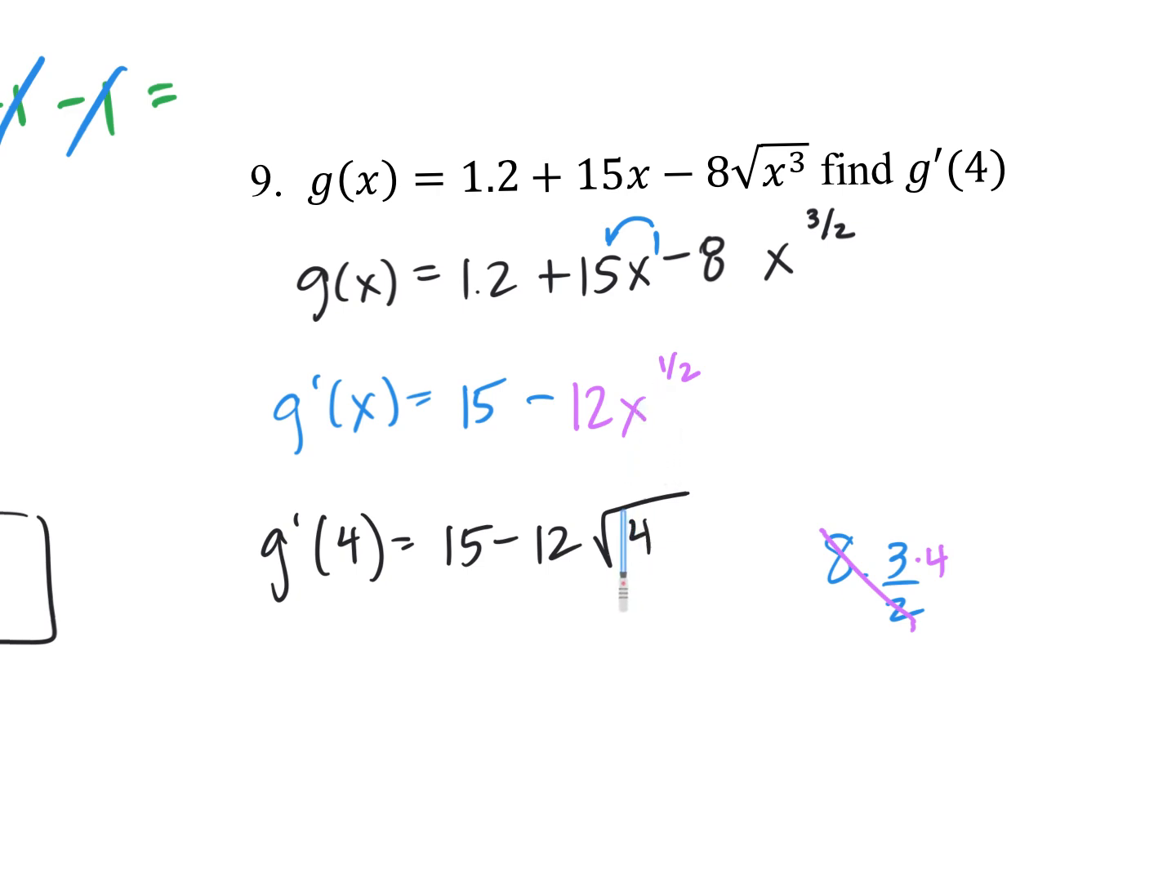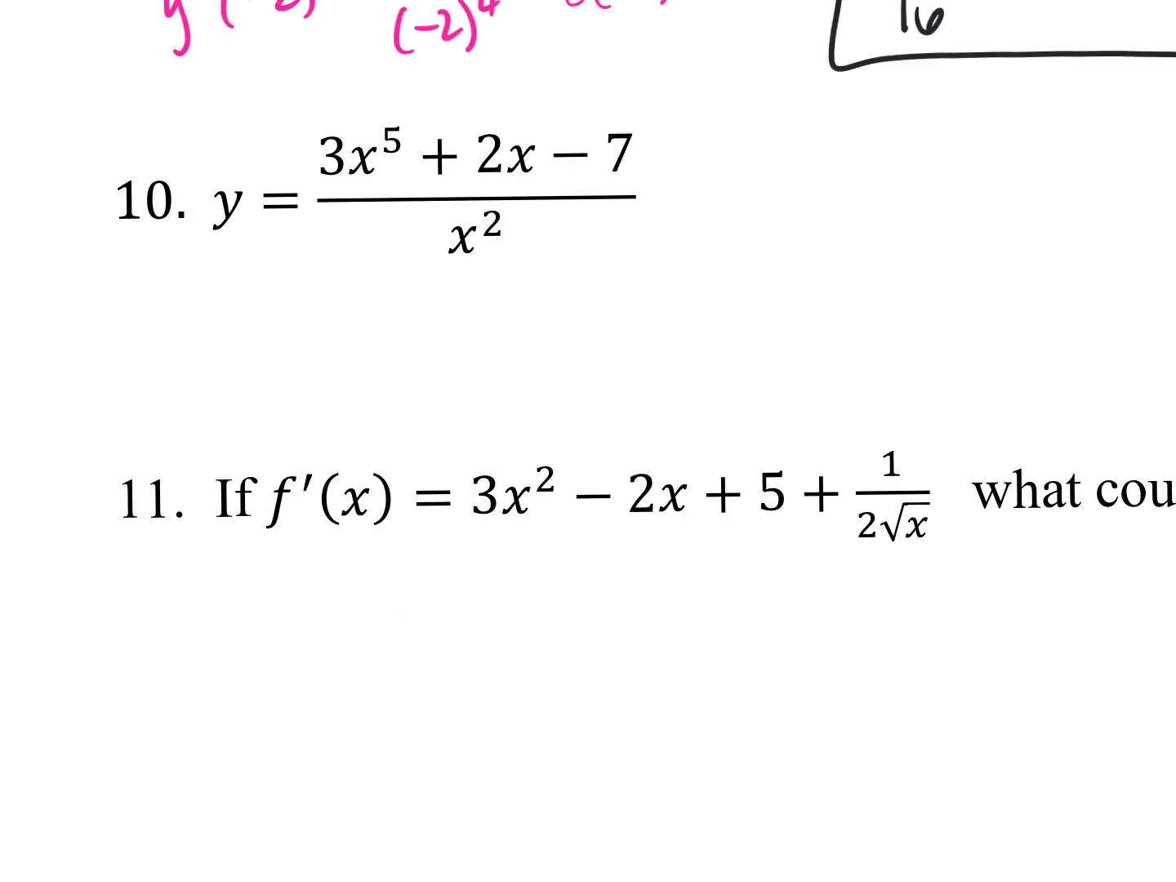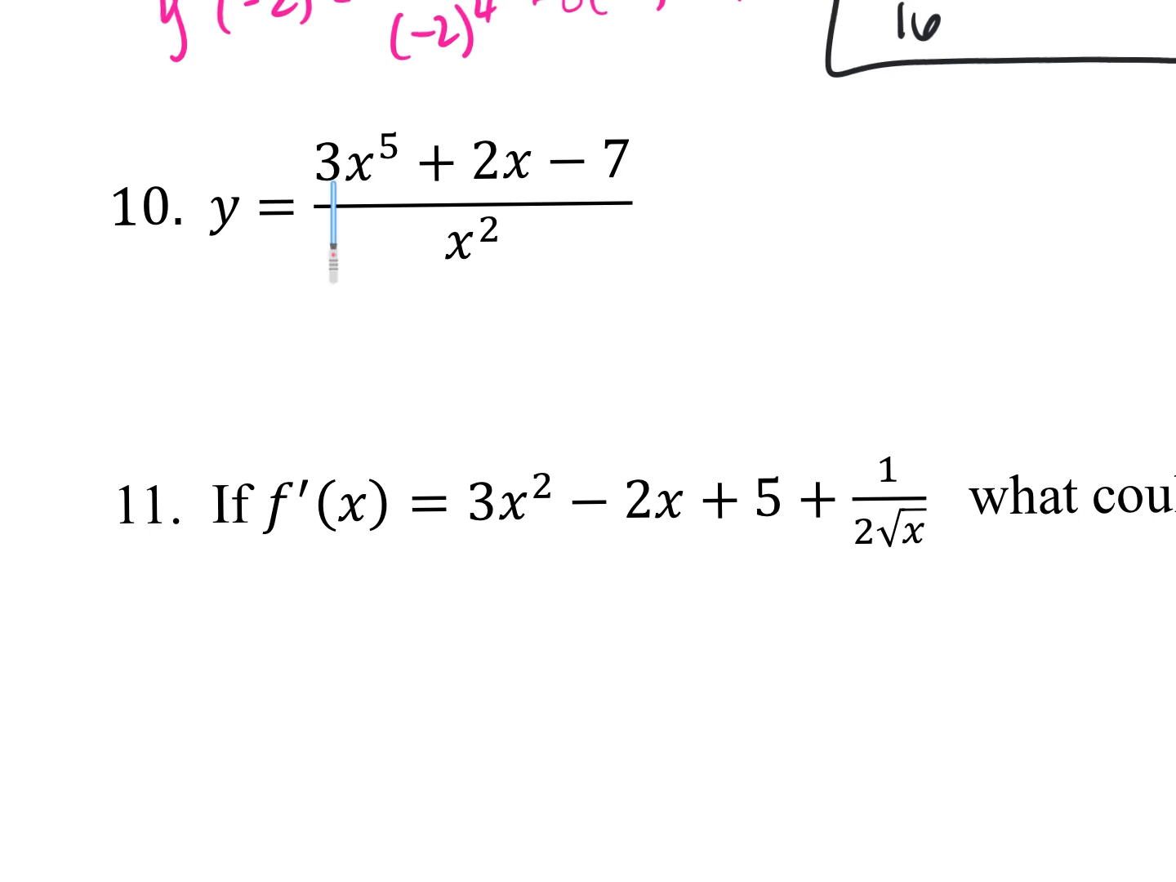4 to the 1/2 is the same as root 4. Root 4 is 2. 12 times 2? 15 minus 24? You got it. This is a lot. This is not just a power to an exponent being added or subtracted to a power to an exponent. We got division. But could I make this into just a power over to an exponent? Sorry, a variable to an exponent.